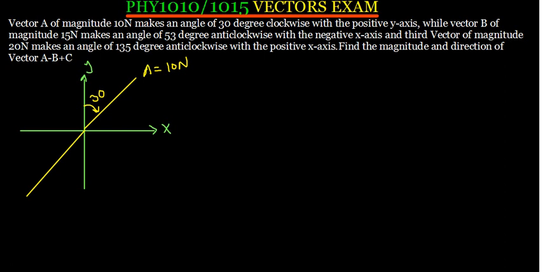So this is the angle for B, which has been given, 53 degrees. And they've told us B has a magnitude of 15 newtons. And then we've been told a third vector of magnitude 20 newtons makes an angle of 135 degrees anti-clockwise with a positive x.